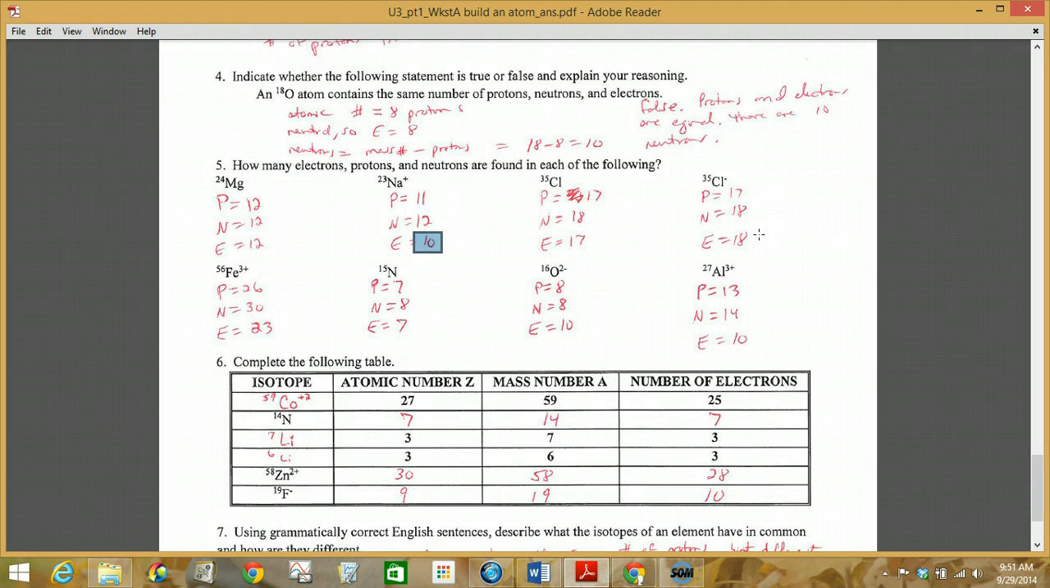If I have a negative charge, that means I must have more electrons. So in the case of chlorine here, notice that I've got 18 electrons, so that's 1 more electron than proton. That's what gives me the -1 charge.